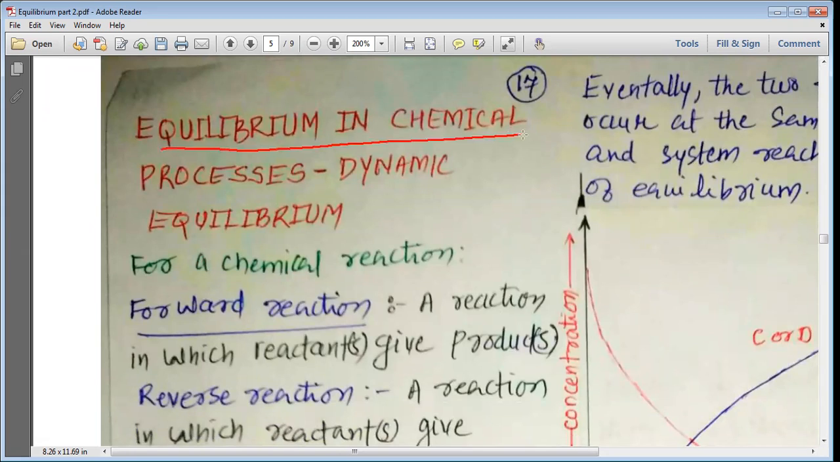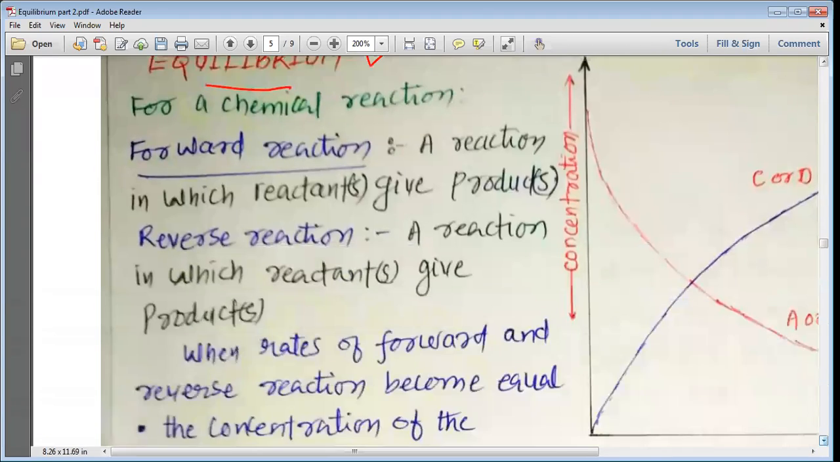Now we want to study the next point, which is known as equilibrium in chemical processes and dynamic equilibrium. Till now, whatever we have studied was all about equilibrium in physical processes. Now we want to study the equilibrium that can be established in chemical processes. So let's move forward and understand. For a chemical reaction, we first have to understand the forward reaction. What is a forward reaction? A reaction in which the reactants give products is called the forward reaction.